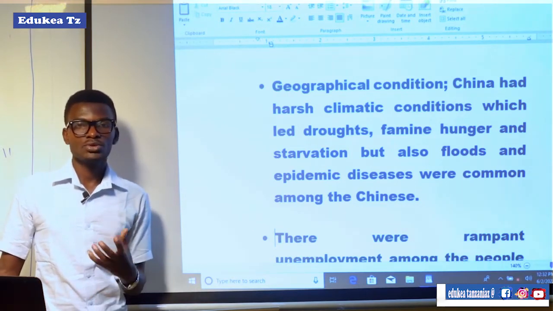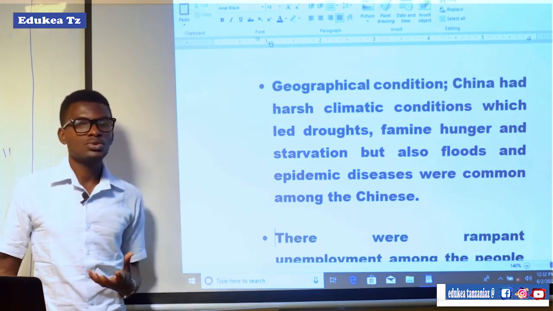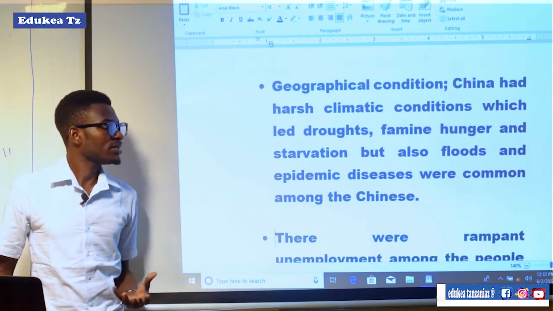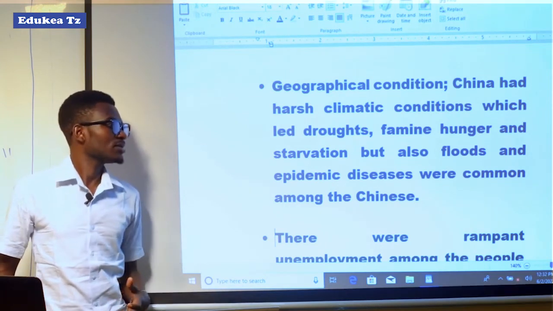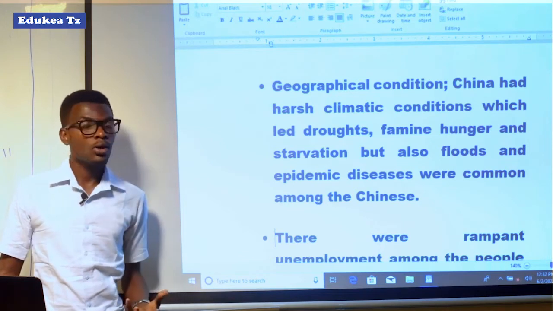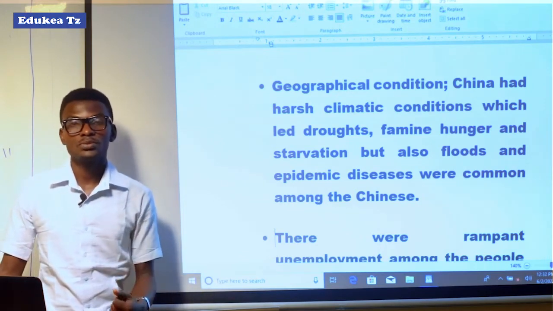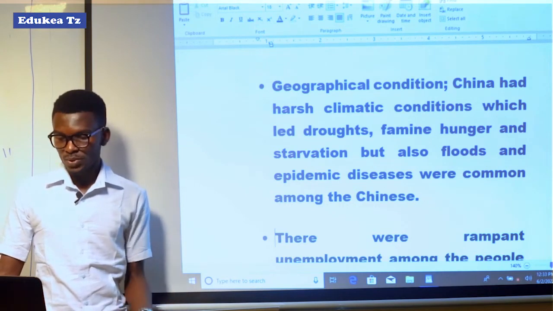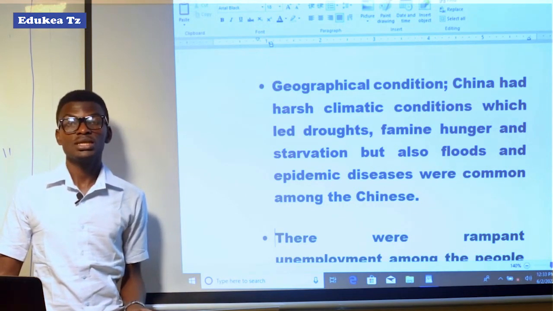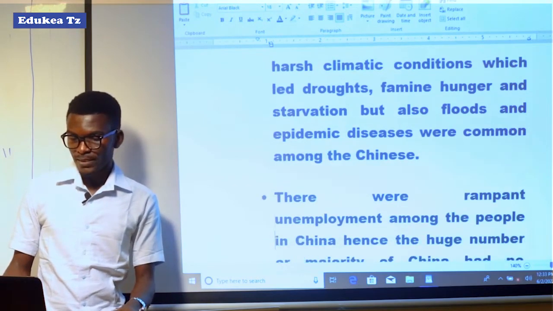To mean that the climate condition of China was harsh, which led to droughts, famine, hunger, starvation, but also floods and epidemic diseases were common in China, and that affected the Chinese population much. That was a common situation before the revolution of 1949.